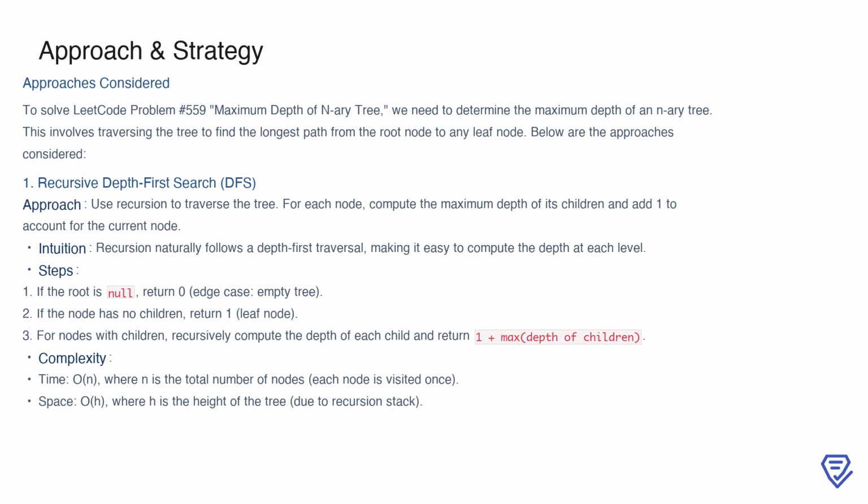In terms of complexity, the time complexity is O(n), because every node is visited exactly once, and the space complexity is O(h), where h is the height of the tree, due to the recursion stack usage.